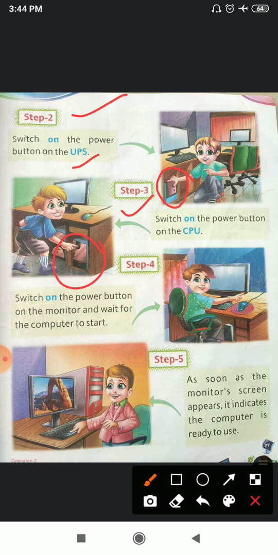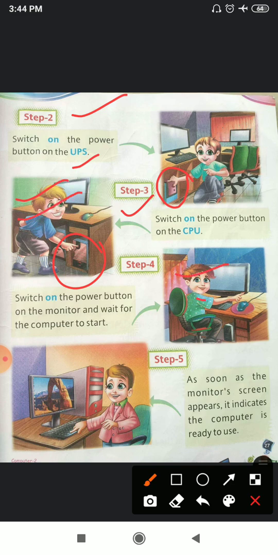The full form of CPU is C stands for central, P stands for processing, and U stands for unit. It is known as the brain of the computer, and all the processing is done in the CPU. So the full form of CPU is central processing unit. You have to switch on the power button on the CPU, as you can see in the picture also.